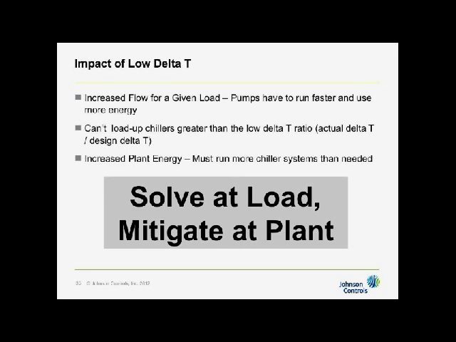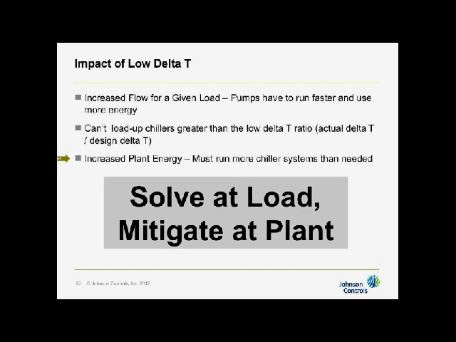The impact, we started to discuss that for a given flow, for a given load, pumps have to run faster and use more energy. So our secondary pumps are literally using more energy, so that draws more energy. I can't load up my chillers, and I have increased plant energy because of having to run more chillers than I need. The only way to solve low delta T is to mitigate it at the load.